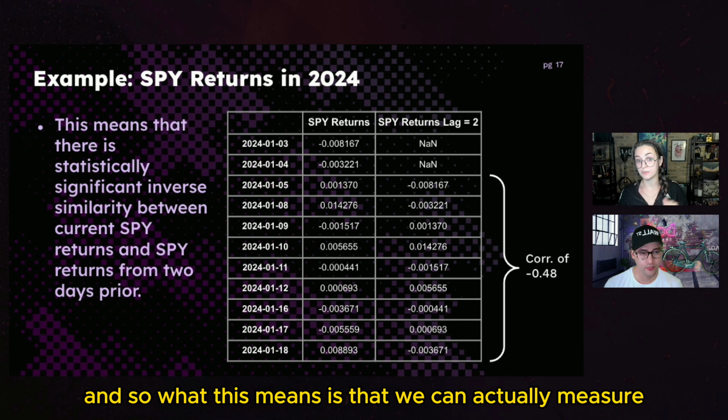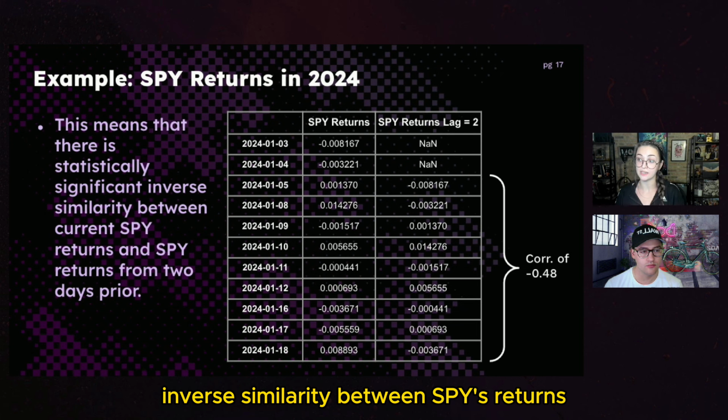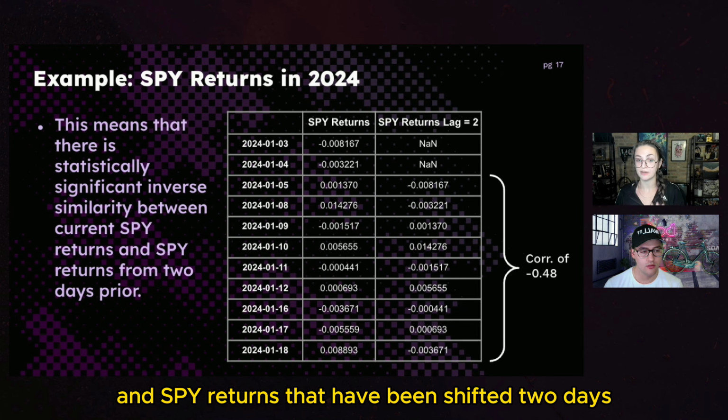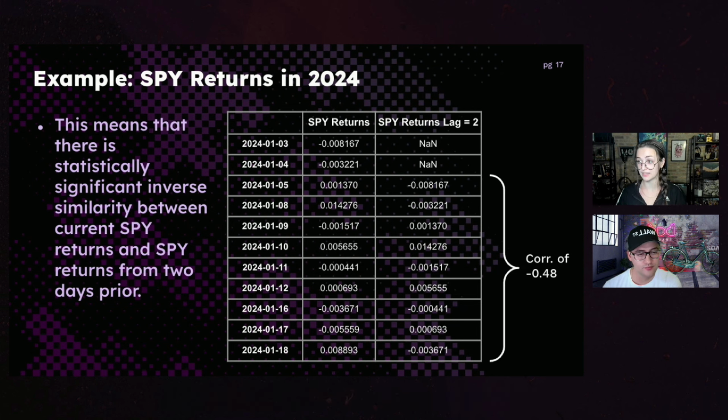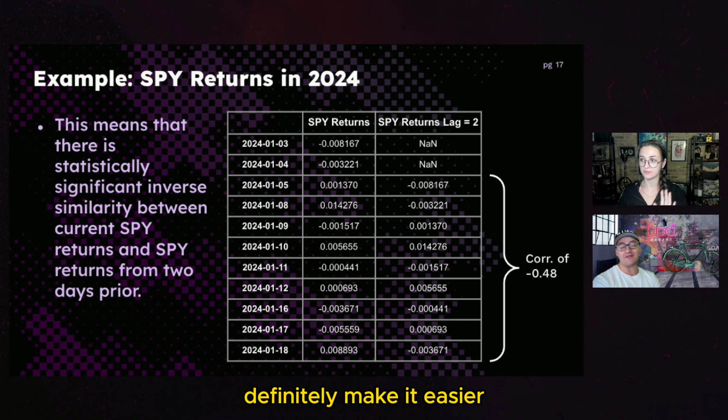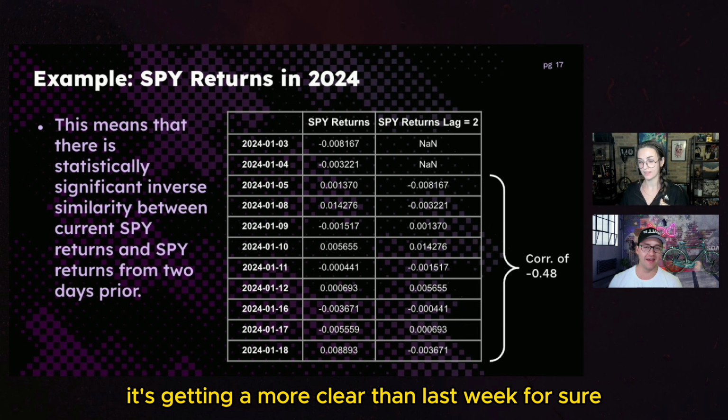And so what this means is that we can actually measure inverse similarity between SPY's returns and SPY returns that have been shifted 2 days. Does that kind of make sense? A little bit, yeah? Yeah, more or less, yes. Definitely make it easier, but it's getting more clear than last week, for sure.